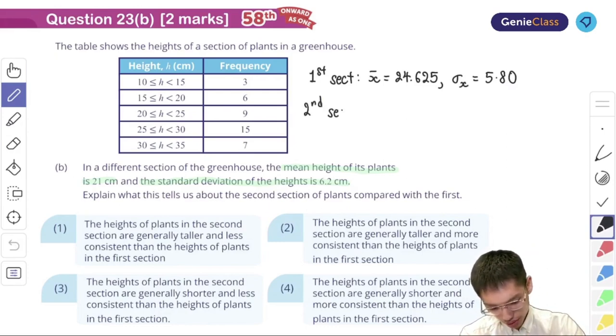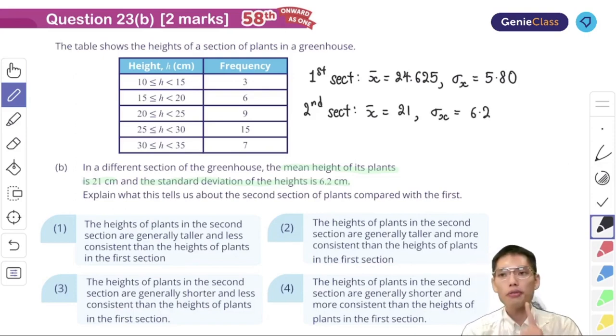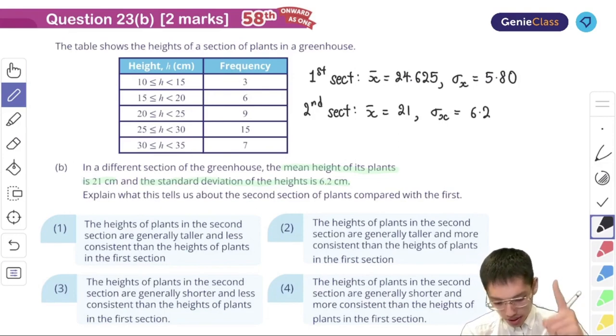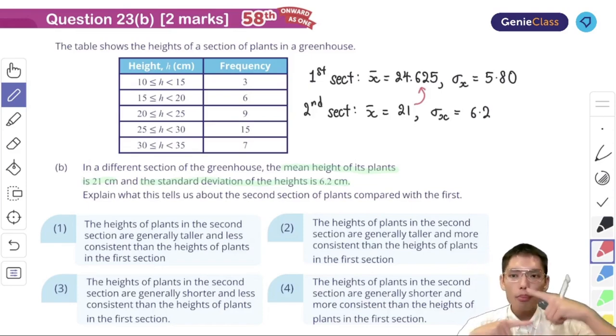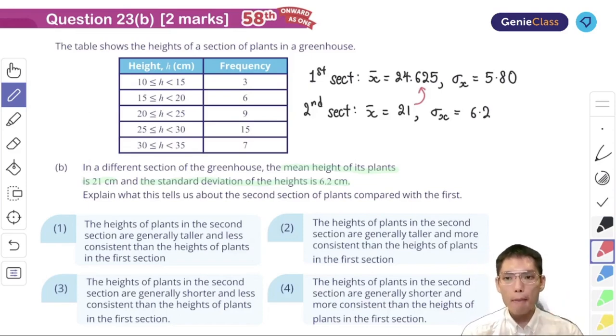Second section, X bar, 21 cm, sigma, in this case, 6.2. So first things first, comparing the second section to the first. Based on this information, if I compare the mean, what am I comparing over here?